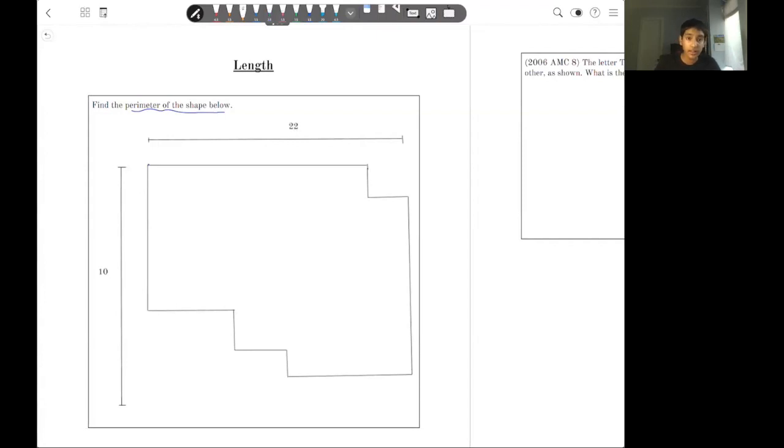So the trick to doing this is to notice that we have these obscure corners cut from the middle, and we have an almost rectangle. So let's just see what happens if you draw the rectangle.